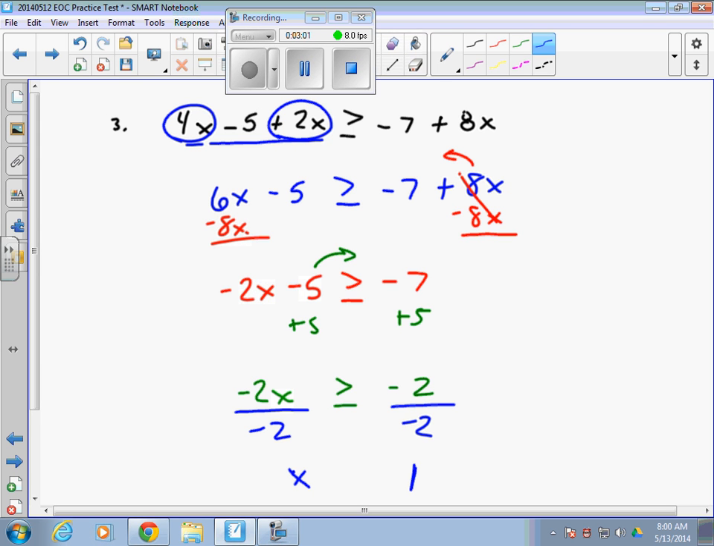Now comes where inequalities do something slightly different. Remember, when you divide or multiply by a negative number, you have to reverse that symbol. Greater than or equal to becomes less than or equal to. So x is less than or equal to 1.